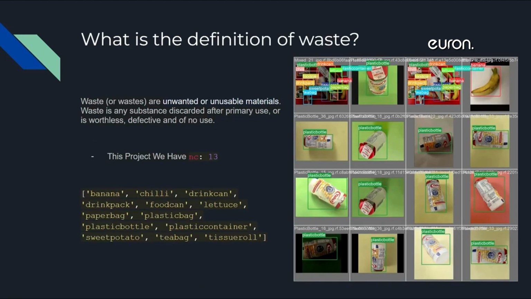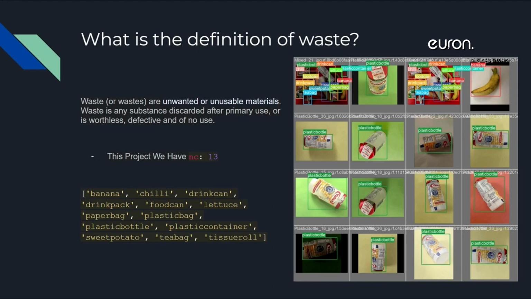Now let me tell you what waste is. Waste detection. As you can see, waste is unwanted or unusual material. Waste is any substance discarded after primary use, or that is worthless, defective and of no use. Let's say the things you don't use, which are unusual materials, we call them waste.